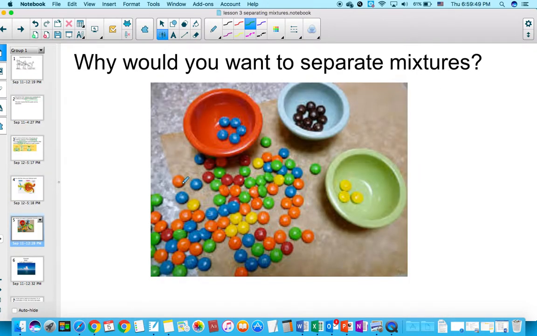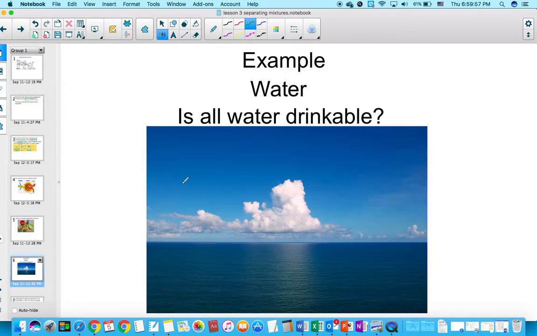Why would you want to separate mixtures? What would be the point of separating something that's already been mixed? Well, a really big and important example is water. All life requires water in some way or form. But is all water drinkable? You may think immediately, well, you can't drink ocean water. That's not good for you. You get thirstier when you drink ocean water.